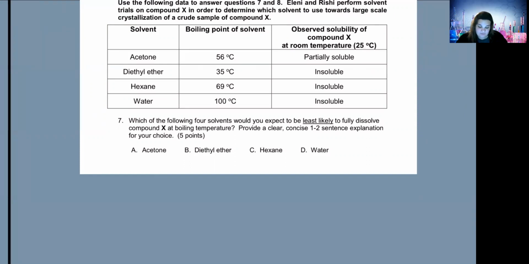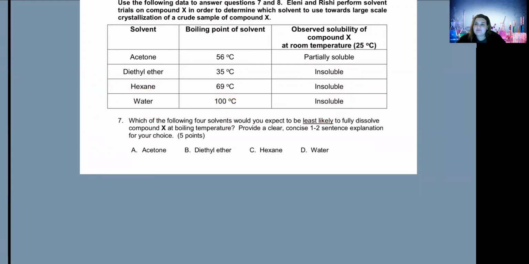So we got acetone. Acetone has a boiling point of 50 degrees Celsius. At room temperature, it is partially soluble. Well, if it's partially soluble at room temp, it's probably partially soluble at boiling, right? It could be a mix of both. So right now, this is probably least likely, right? Just for the moment. Let's see what else we have. Now they're telling us room temp is 25 degrees Celsius, by the way. We are told diethyl ether has a boiling point of 35 degrees Celsius, insoluble at room temp. Hexane, 69, insoluble at room temp. And water, 100, insoluble at room temp.